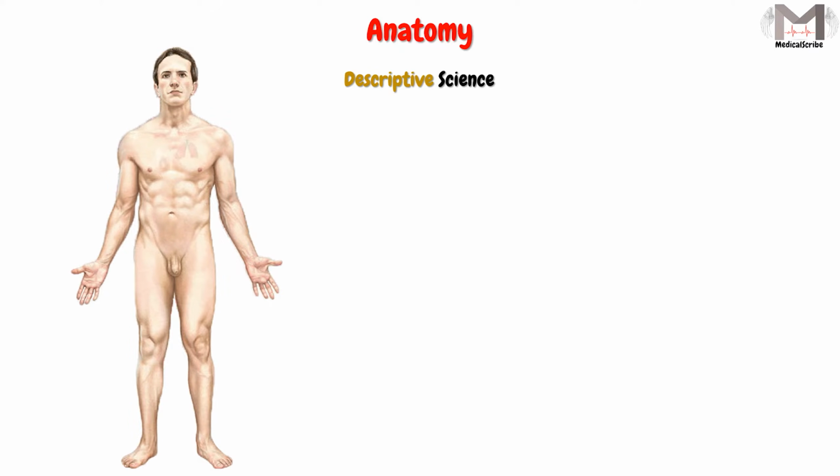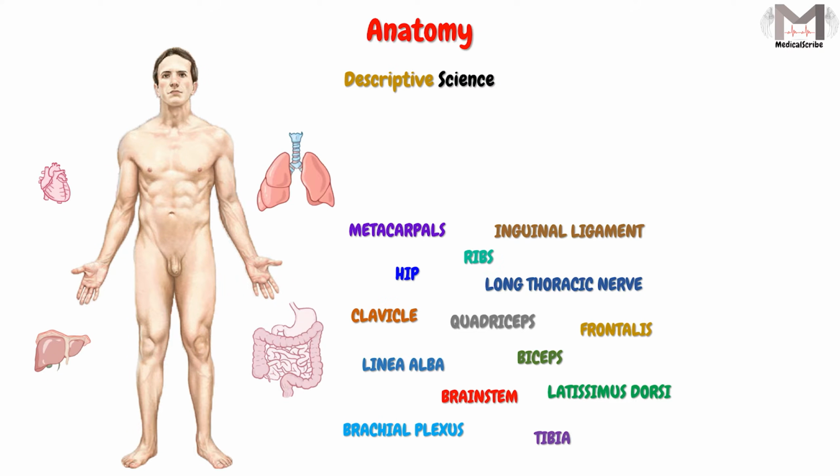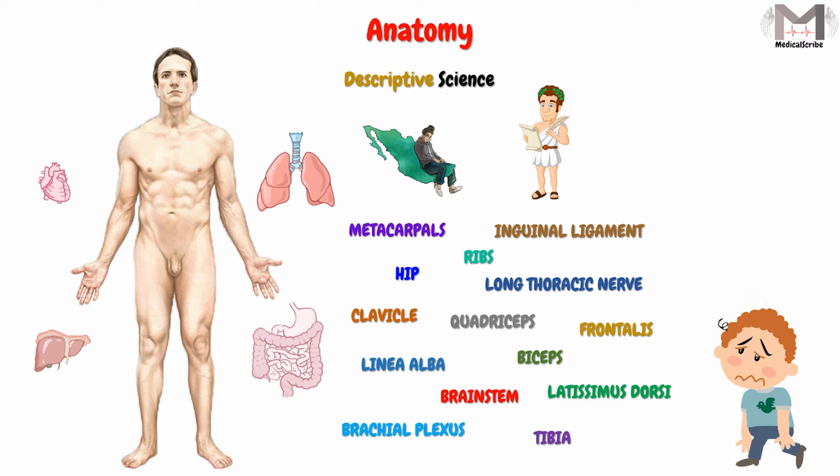Anatomy, as we know, is a descriptive science that describes the structures of the human body and its functions. To achieve this goal, we should have a lot of names and terms to name every structure. These anatomical terms, or the structures' names, as we said, are mostly derived from the Greek or the Latin language. So when we read them for the first time, it will be difficult to understand what they mean.